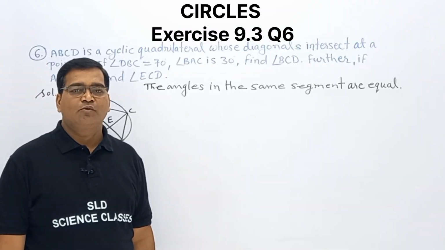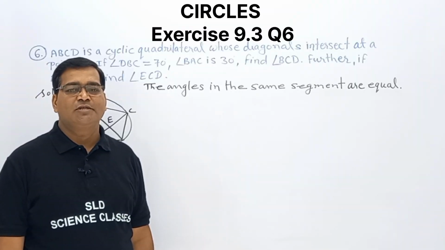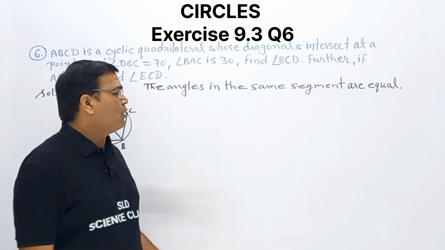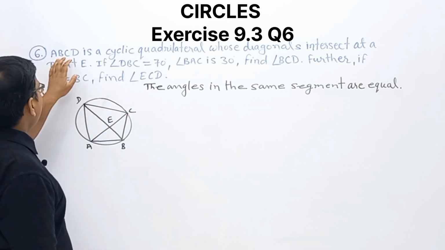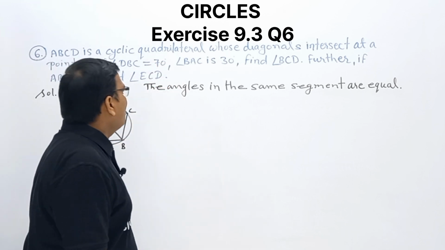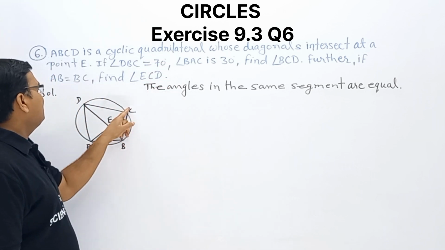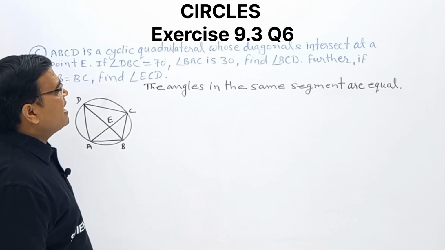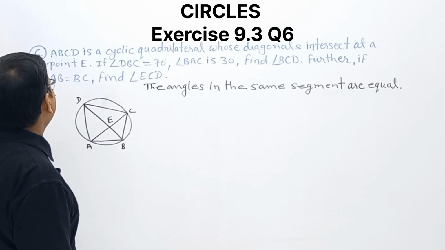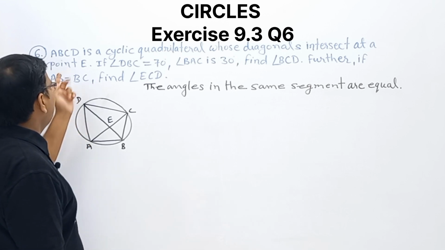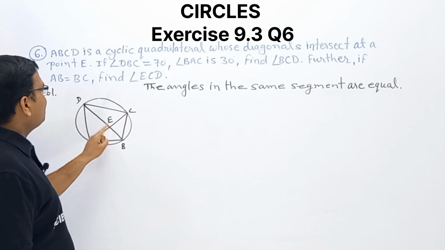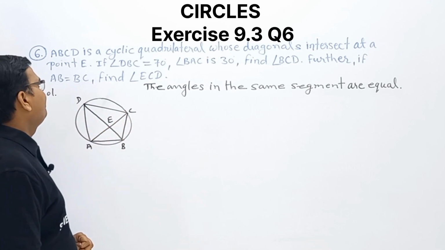In this class, we are going to discuss question number 6, exercise 9.3, circle. Observe this question. ABCD is a cyclic quadrilateral, whose diagonals intersect at a point E. Diagonals of this quadrilateral are intersecting at point E.